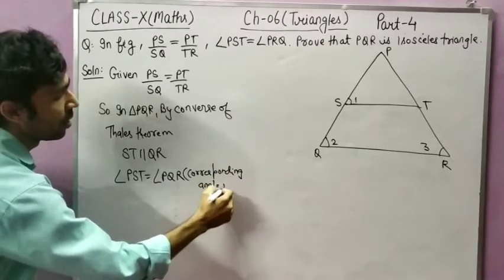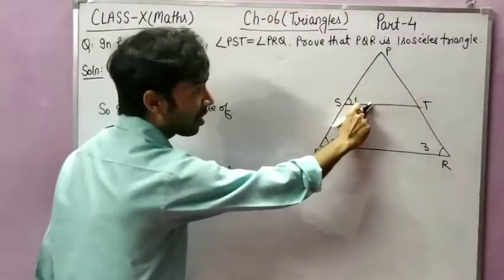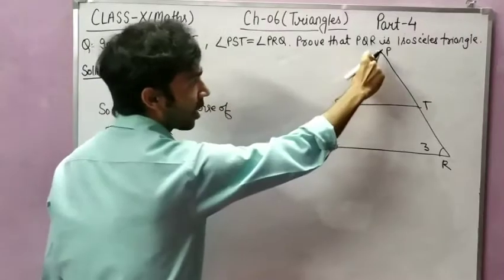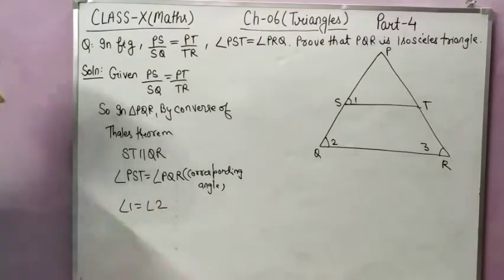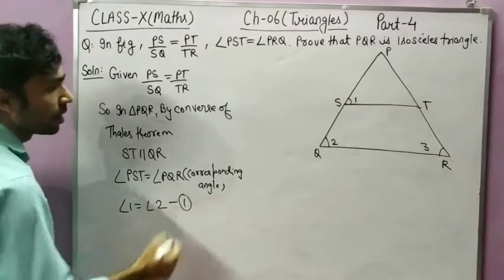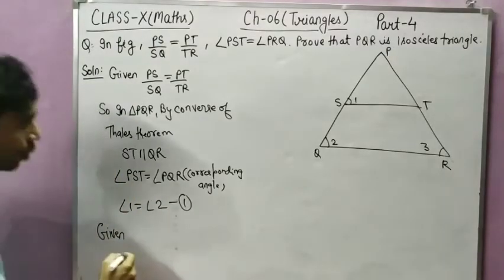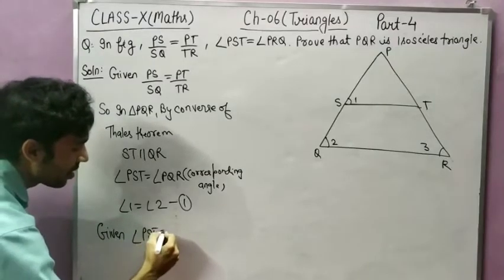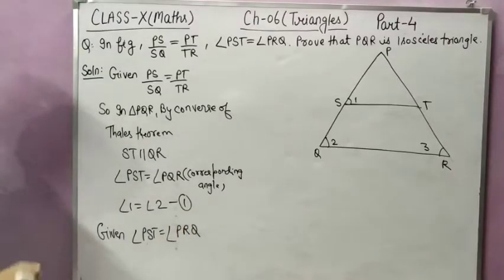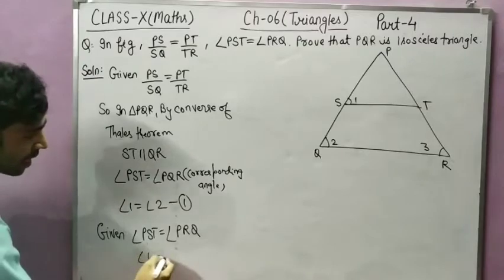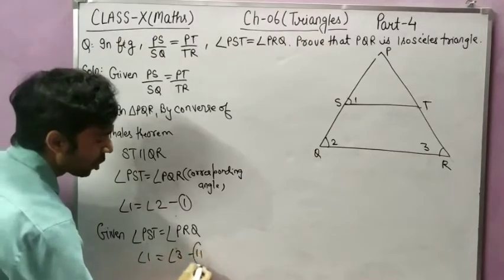Is it clear? Because ST is parallel to QR, angle 1 will be equal to angle 2. What is the name of angle 1? Angle PST, and angle 2 is angle PQR. So I can write angle 1 equal to angle 2, suppose it is equation number 1. Similarly, what was given in the question was angle PST is equal to angle PRQ, and in the figure I have assumed angle PST as angle 1 and angle PRQ as angle 3. Suppose it is equation number 2.